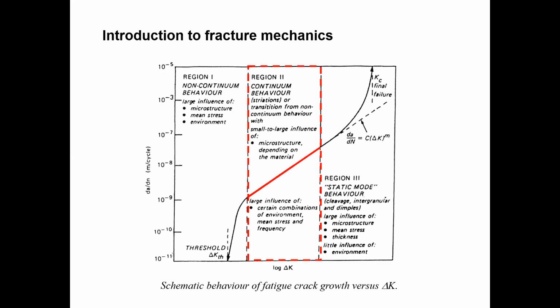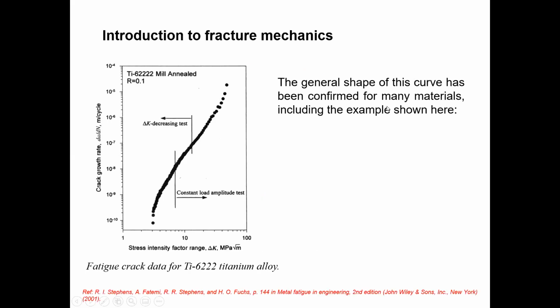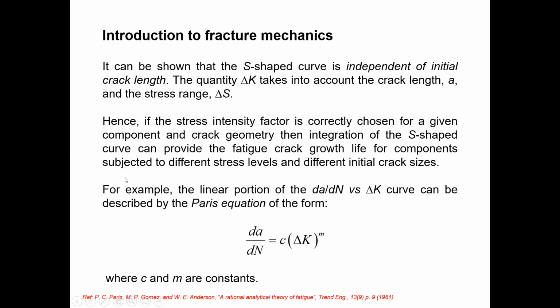This comes from this linear region. For example, the linear portion of the dA by dN versus delta K curve can be described by the Paris equation, of this form. This is the equation. C and M are constants, as I told you. In here, M doesn't mean the gradient. Normally C would be the intercept and M would be the gradient, so don't mix up that meaning. Keep it in mind: here C and M are constants, not the gradient and intercept.